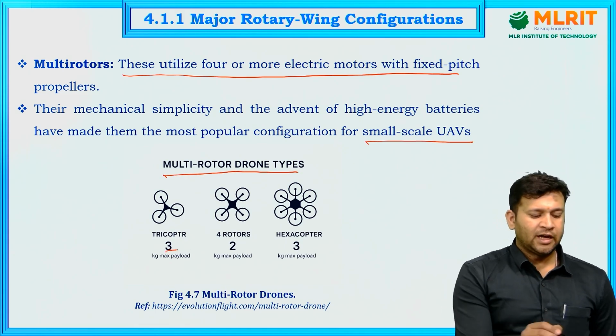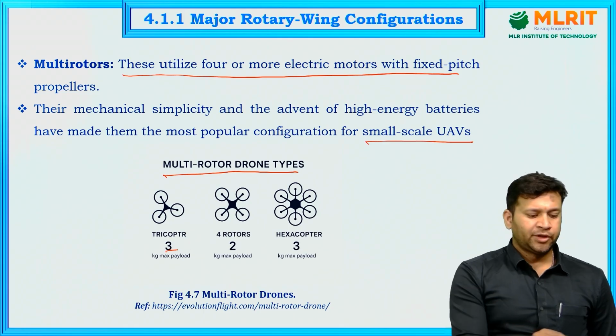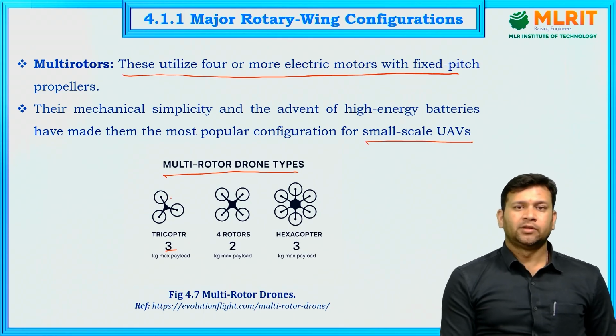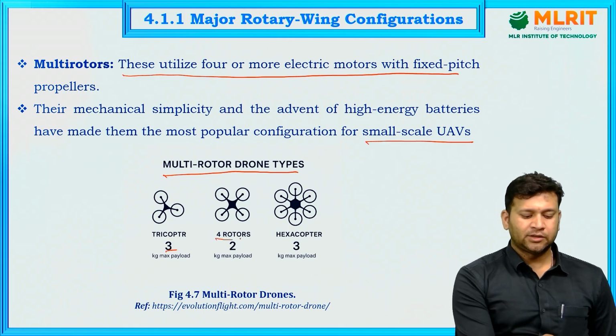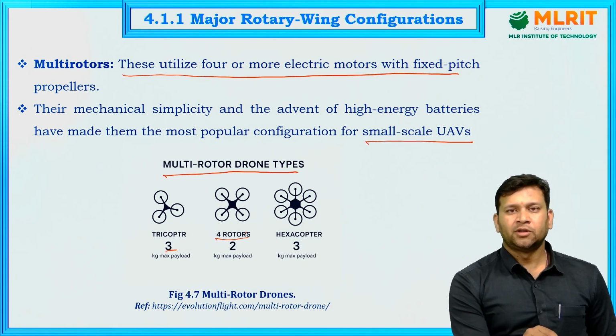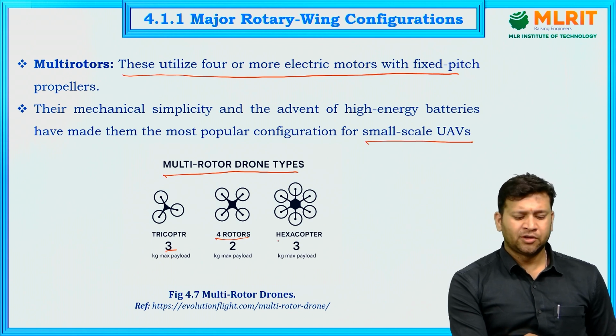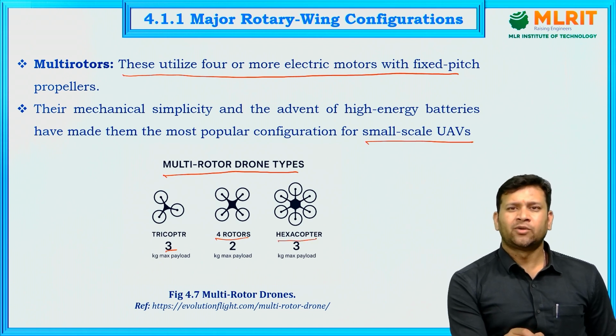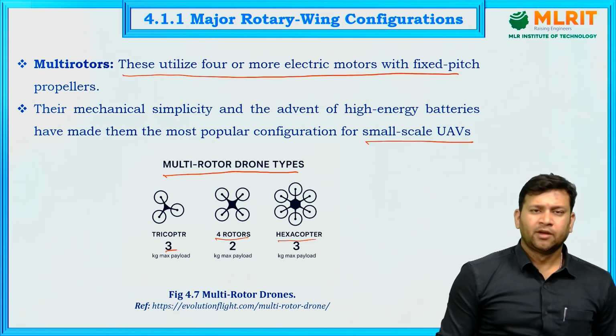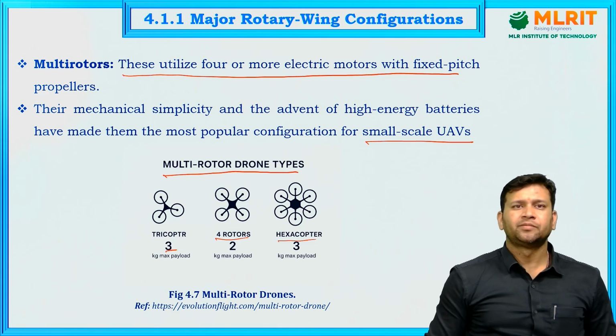Tricopter, they have three rotors. Then we have four rotors, this is the quadcopter. Five rotors, we call it a pentacopter. Six, we have the hexacopter. Then we have seven rotors, eight rotors: septacopter, octacopter, decacopter. So it goes on. If there are more than two rotors, we call it a multi-rotor. And these are the examples for that.